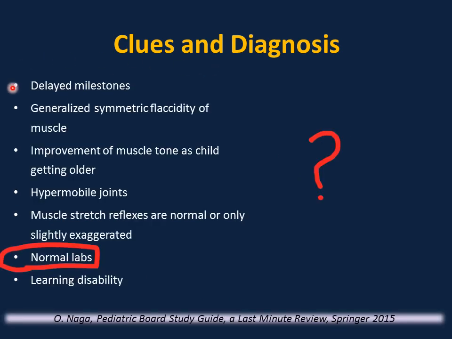If you have a case of delayed developmental milestones, generalized symmetrical flaccidity and muscle weakness, improvement of muscle tone as a child gets older, hypermobile joints, muscle stretch reflexes that are normal or only slightly exaggerated, normal lapse, and learning disability, what is the most likely underlying condition?